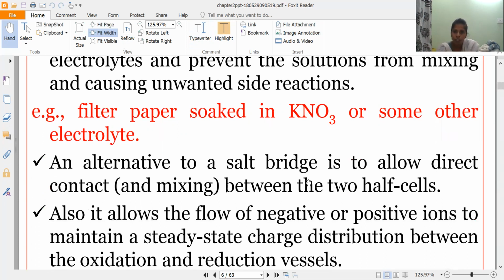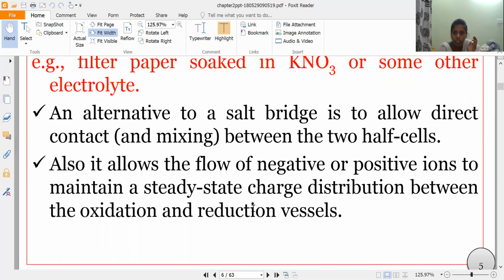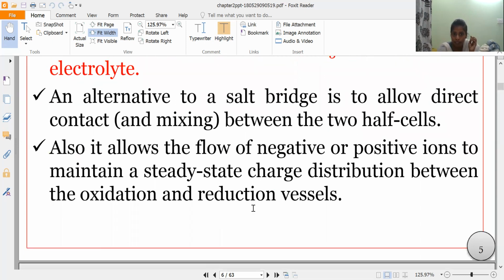An alternative to a salt bridge is to allow direct contact between the two half cells, so directly dipping the two electrodes in the same electrolyte. But here the additional reactions may take place. So to avoid those, we are placing the salt bridge. Also, it allows the flow of negative or positive ions to maintain a steady state charge distribution between the oxidation and reduction vessels.